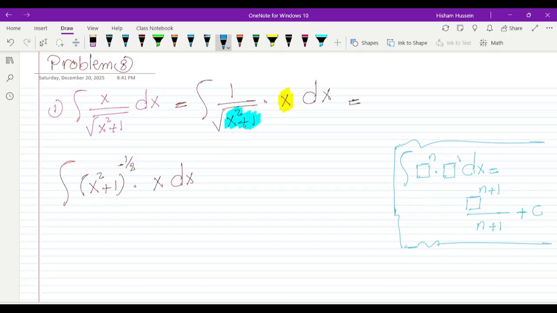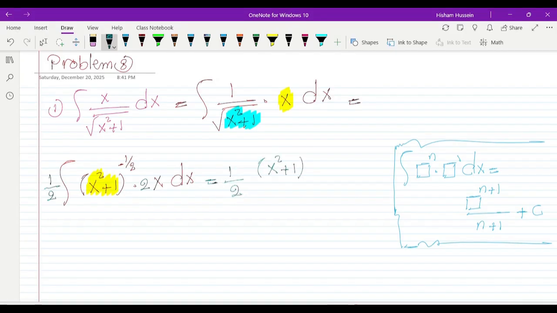Okay, so following the same idea here, we need the derivative of x squared plus 1. What's the derivative of x squared plus 1? This is simply 2x. Then just multiply by 2 and divide by 2. At this moment, raise the power by 1. Don't forget this half. Raise the power by 1. This x squared plus 1, negative half plus 1, this half, divided by 1 over 2, plus c.